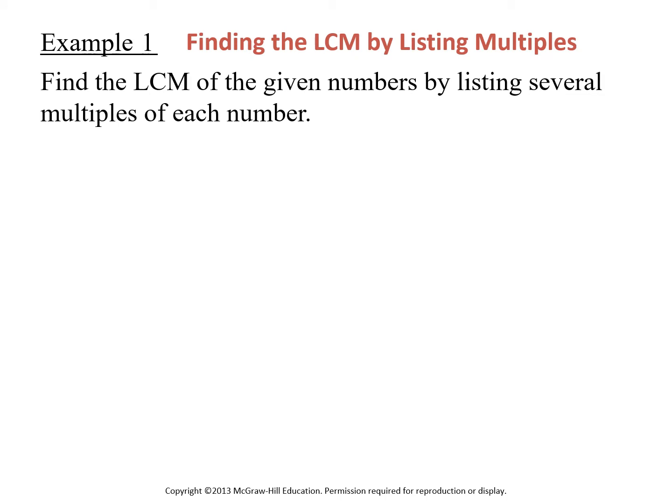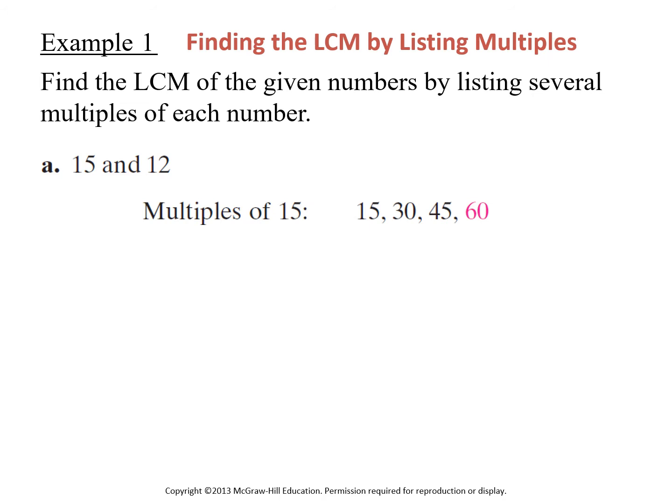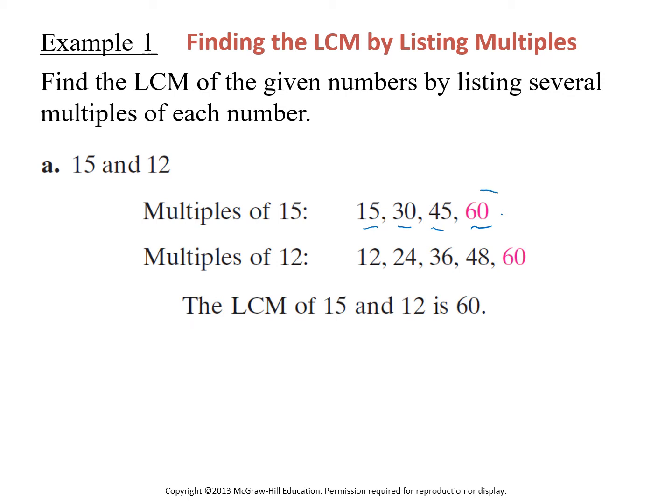So in our first example, we're going to find the least common multiple of the given numbers by listing several multiples of each. So we'll look at the multiples of 15. 15 times 1 is 15, 15 times 2 is 30, 15 times 3 is 45, then 60. So we're counting by 15s. And next, the multiples of 12. 12 times 1, 12 times 2, and so forth. And what we see is that we have a common multiple of 60.